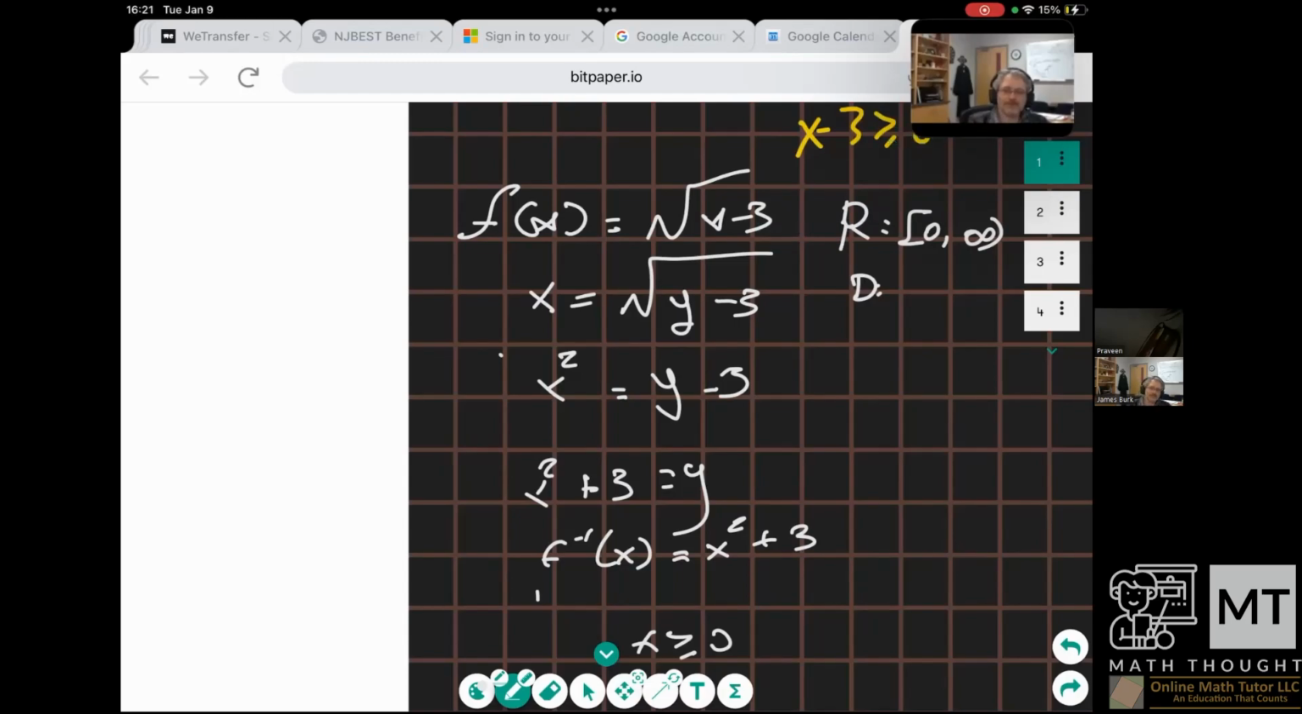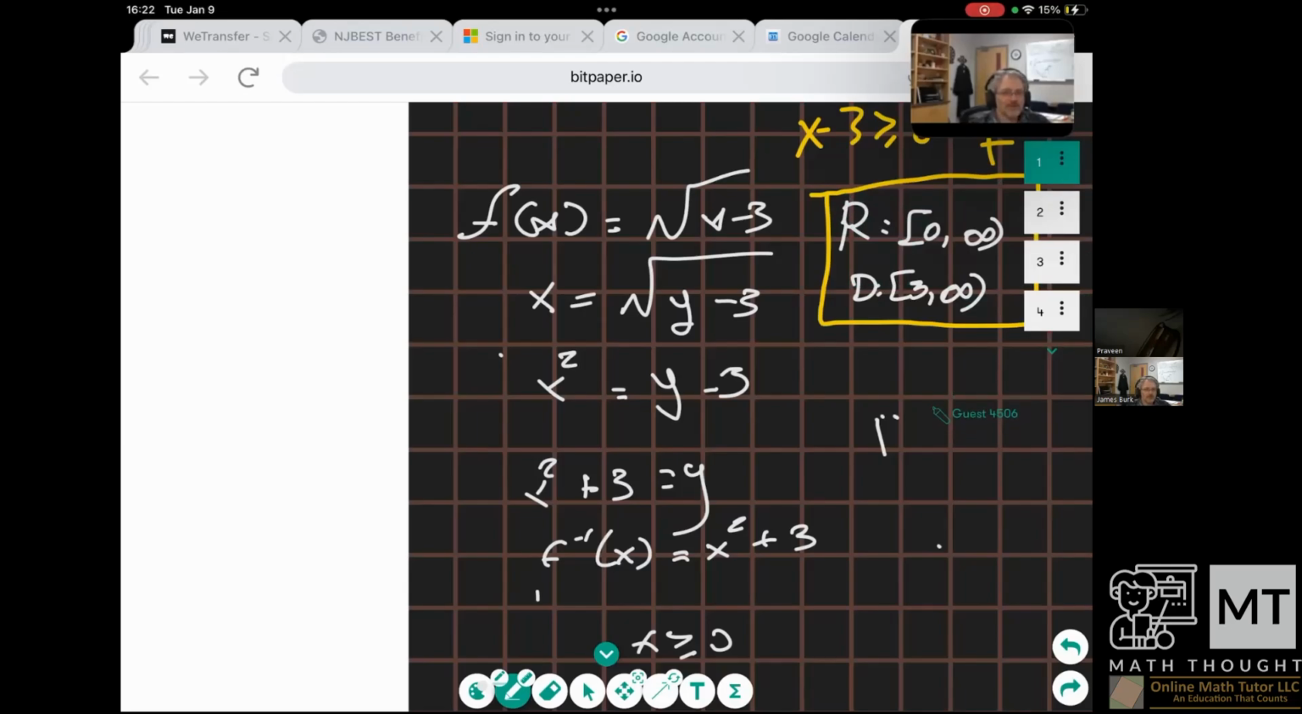So negative... 0 minus 3 makes a negative. 2 makes a negative. Oh, so it would have to be... why is my pen not penning? All right, here we go. 3 to infinity? That's right. And this is for the function f.